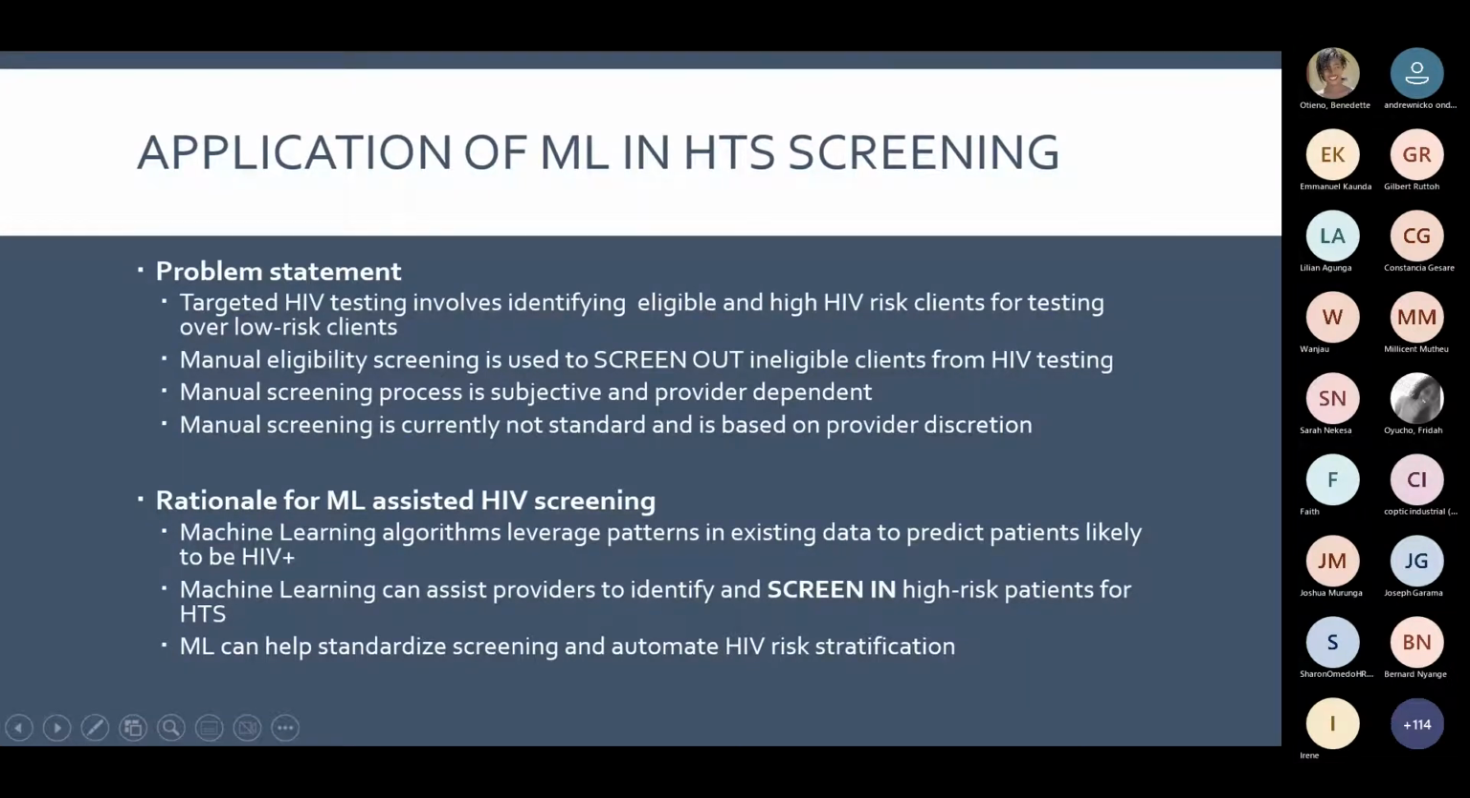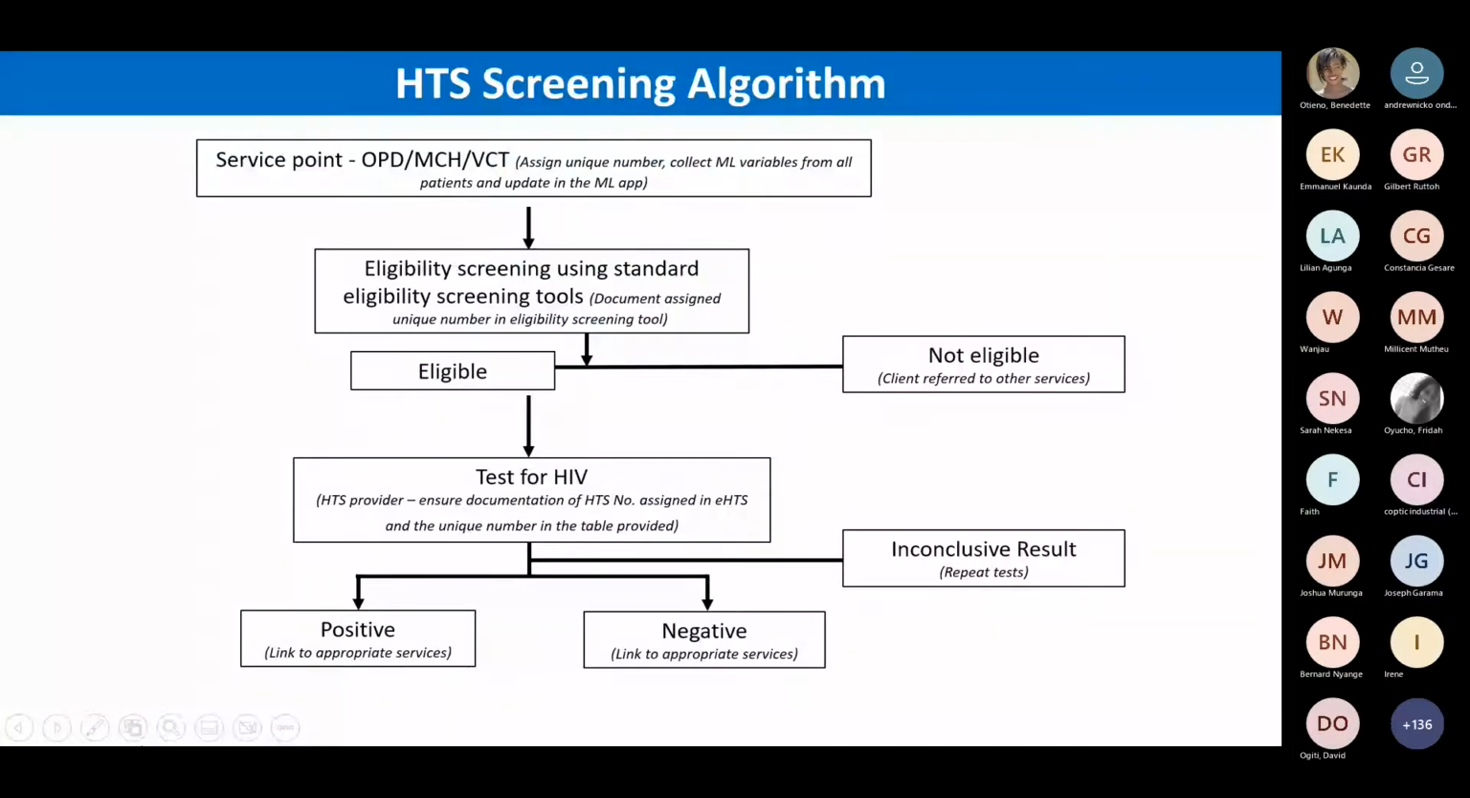So in terms of rationale, this algorithm leverages patterns that exist in the data to predict patients who are likely to be HIV positive. It can assist providers to identify and screen in high-risk patients for HTS, as we are going to see in the next slide. And also ML can help standardize the screening and automate HIV risk classification, as we've seen to be the problem up above. So those are the problems that we faced and the reasons why we sought to adopt ML in HTS screening.